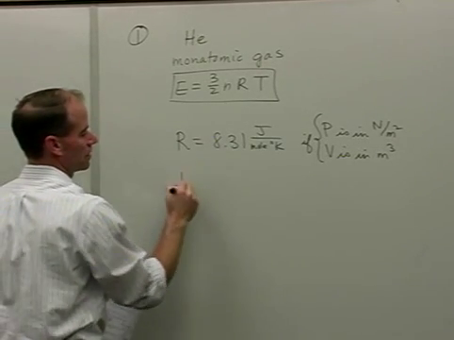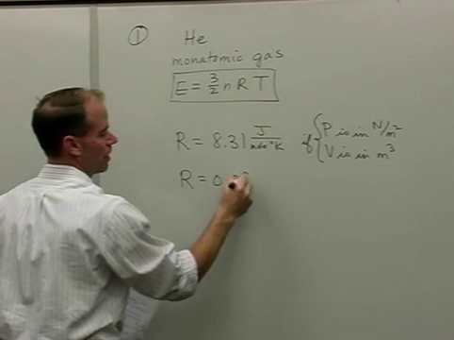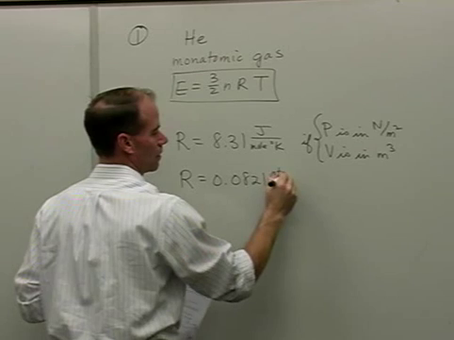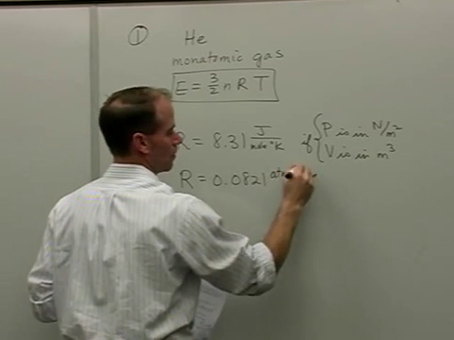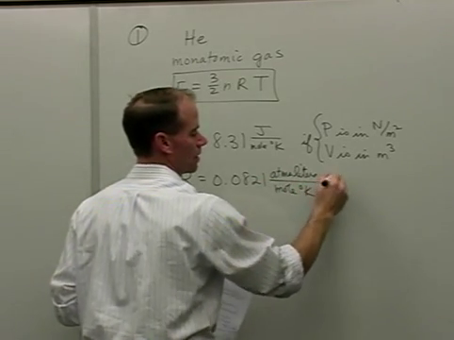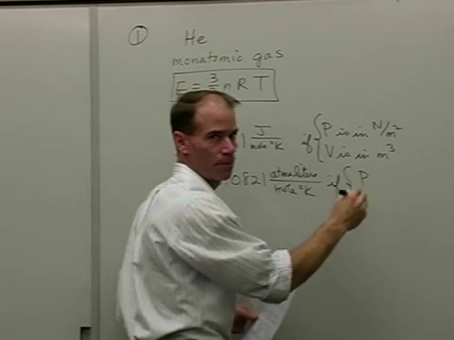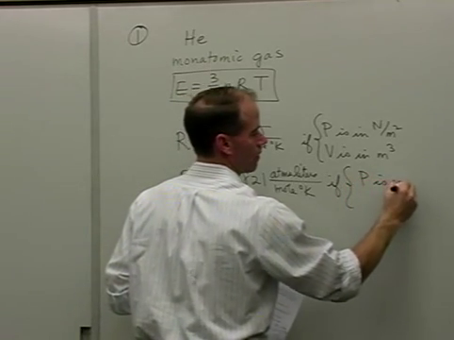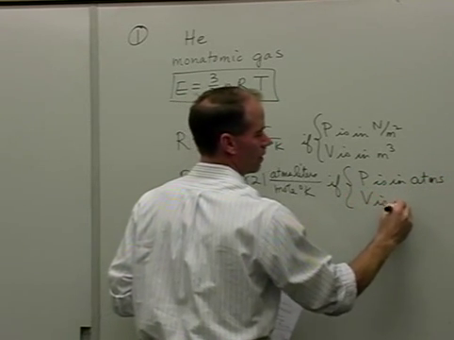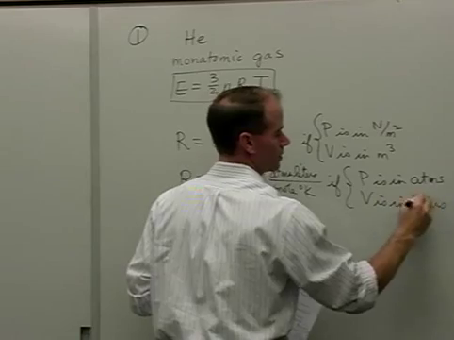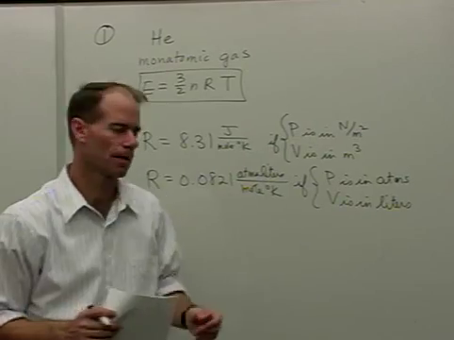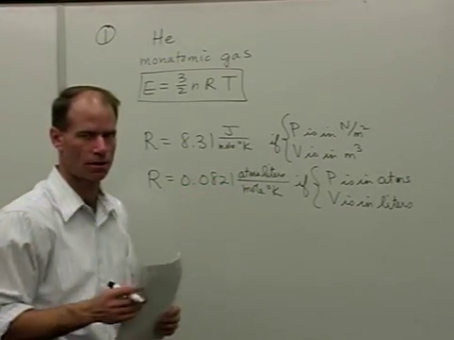The other possibility is that we'll have 0.0821, and this will be atmospheres liters per mole per degree Kelvin. And we'll use this if the pressure is given in atmospheres and the volume is in liters. So if you're given a problem where the pressure is given in atmospheres and the volume is given in liters, use this gas constant for all these kinds of problems.